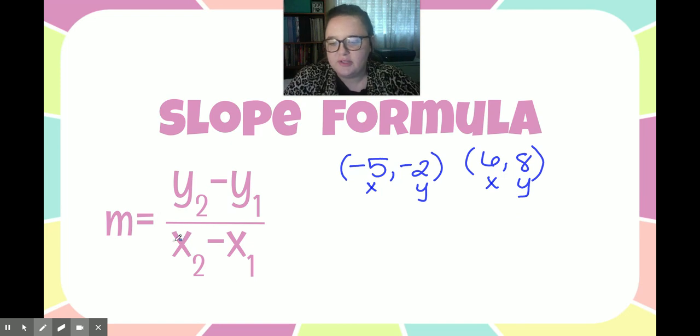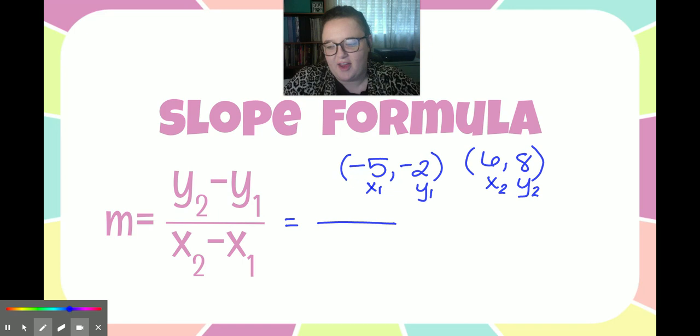However, in your formula, you see there's x's and y's, but there's also x1, x2, y1, y2. So I'm going to label my points and say this point right here is my first point. So that's the x1 and that's the y1. This is my second point, so I'm going to label that x2 and y2. If you had a third point, you would label it x3, y3, but in this case, we only need 2 points for this formula. So I'm going to draw my line and we're going to fill out the formula. We're going to substitute our values in, okay?